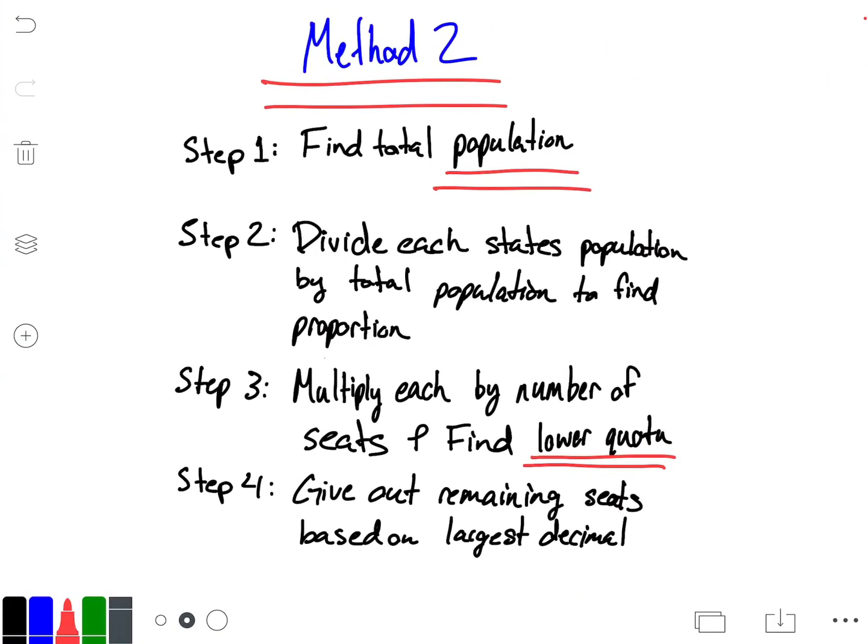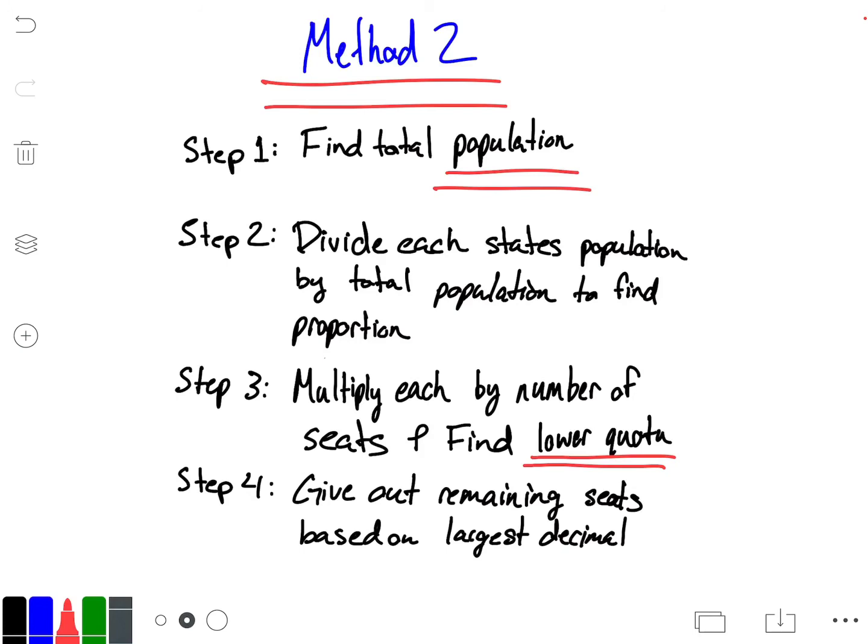So this is going to be method 2 of the Hamilton apportionment method. Step 1 of this is going to be find the total population. All a population is, is what's being used to divide what we're giving out. So in the last example, we were giving out candy bars, and our population was the amount of minutes that each kid spent studying. Total population was the total amount of minutes spent studying by all three.